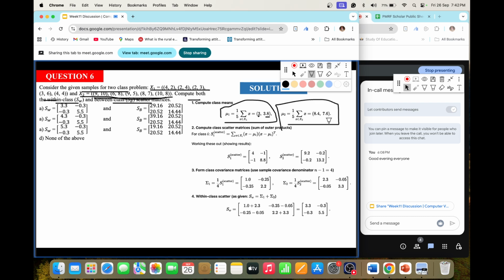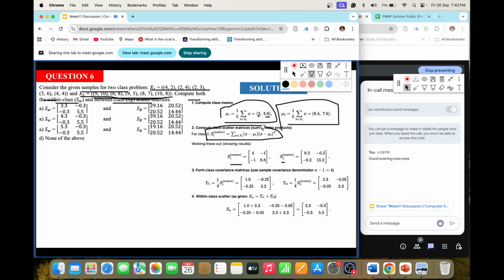So mu2 you can calculate the same way. Once you got mu1 and mu2, you have to get the S1 scatter and S2 scatter, which are given by these two equations. S1 scatter by this, S2 scatter by this. That is the way. So that is X minus mu1 and X minus mu1 transpose.